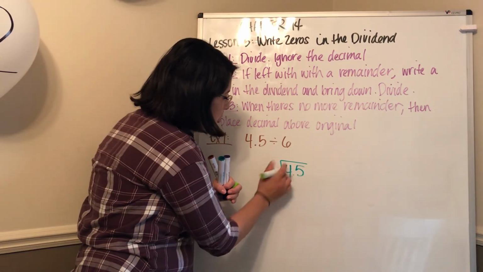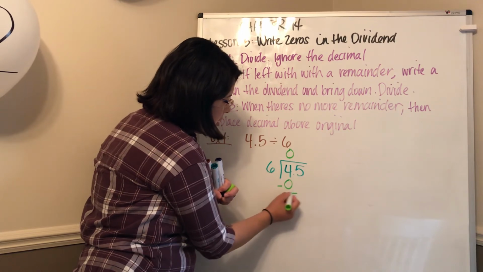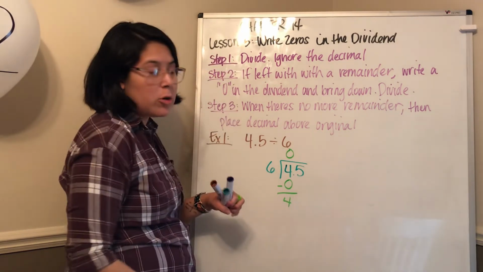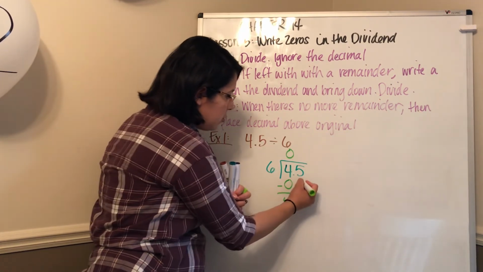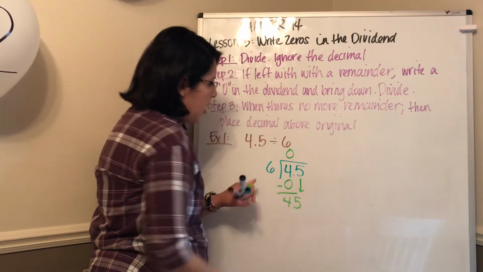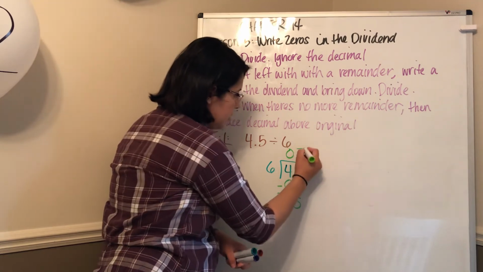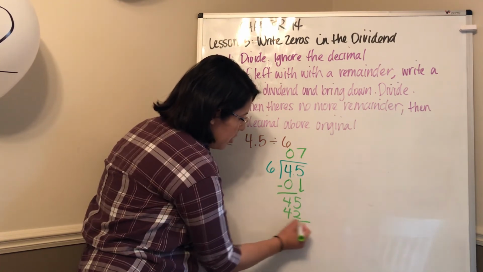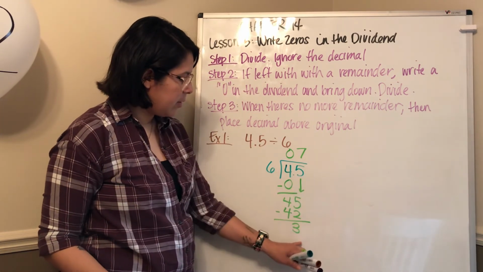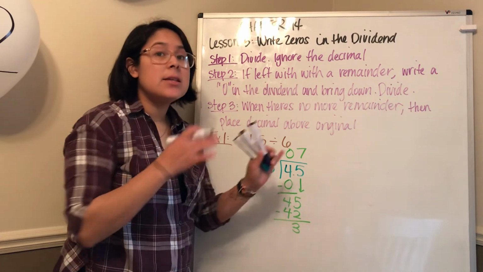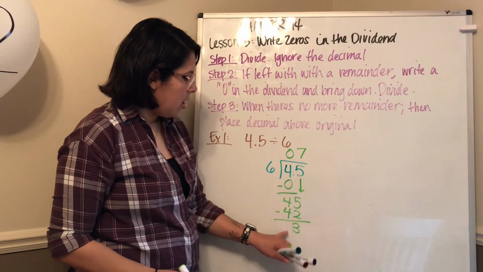Can 6 go into 4? No. So I put a 0 above the 4. I'm still left with the same number, but I still need that 0 there. So bring down the 5. Can 6 go into 45? Yes. How many times? 7. 7 times 6 is 42. And I'm left with 3. Oh no, I'm left with 3, but there's nothing else to bring down. This is where the decimal is going to come into effect. So I have a remainder.